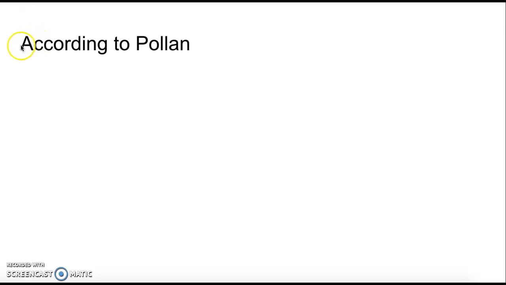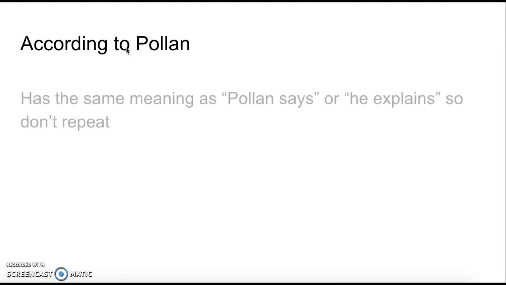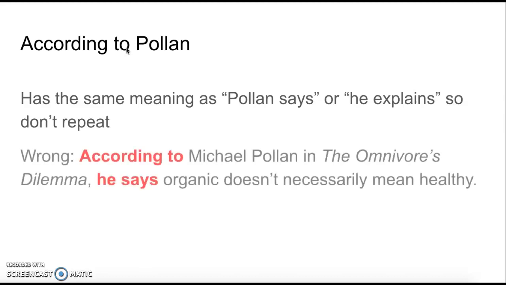So we're going to start with according to. Okay, according to Pollan. According to has the same meaning as Pollan says or Pollan explains. So we don't want to repeat both of them. So this is going to be wrong. According to Michael Pollan in The Omnivore's Dilemma, he says organic doesn't necessarily mean healthy. Now I understand what you mean, but according to and he says have the same meaning, so it's repetitive.